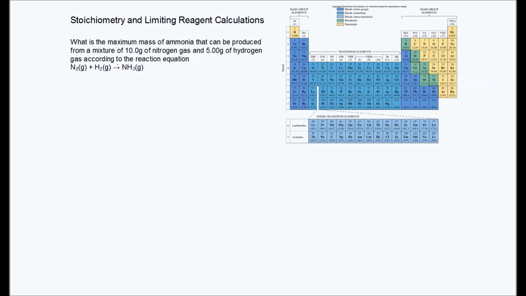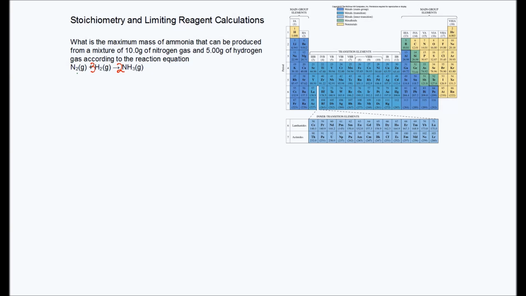I have 2 nitrogens on the left, I have 1 on the right, so I need a 2 in front of the NH3. 2 nitrogens on the left, 2 nitrogens on the right. Now I have 2 hydrogens on the left and 6 hydrogens on the right, so I need a 3 in front of the H2 on the left to finish the balancing process. So now the reaction is balanced, and now I can turn my attention to doing the problem.